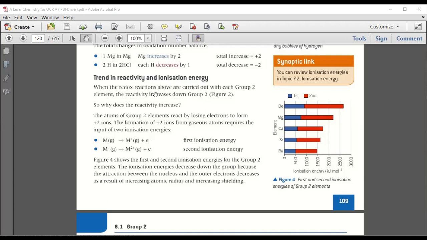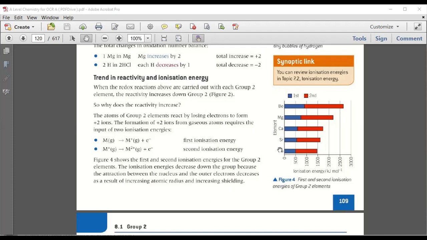Now, when the redox reactions above are carried out with each group 2 element, the reactivity increases down the group. From top to bottom, the elements of group 2 are beryllium, magnesium, calcium, strontium, and barium. So the reactivity will increase down the group. Now, why will reactivity increase down the group? Down the group, what happens?